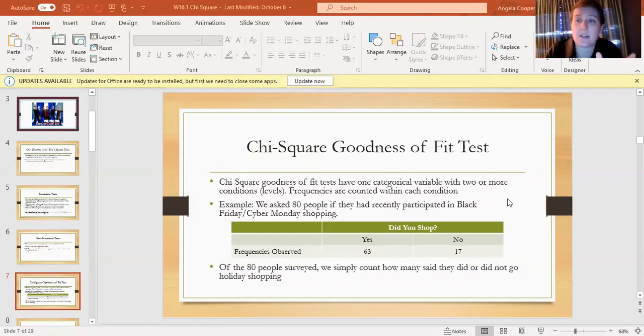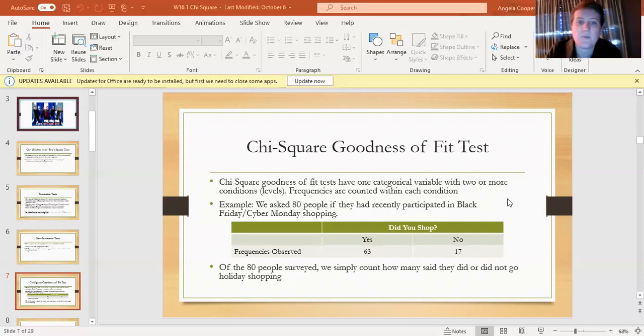Now it can have multiple conditions. For example, we can have the categorical variable of eye color, and it can have blue and brown, which are pretty standard, but it can have more than 2 conditions or levels. It could have blue, brown, green, purple, red if you're Satan, I don't know. But you could have more than 2 conditions, but the key is there's still one categorical variable of eye color.